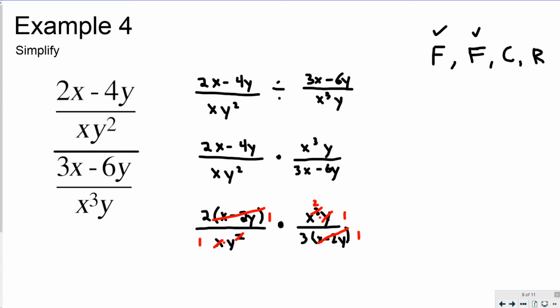So now what I am going to do is multiply everything straight across, because I have canceled everything that I can. So I am left with 2 times 1 times x squared on the top, so it would be 2x squared on the top. And on the bottom, I have 1 times y times 3, or 3y. So there's nothing else that we can reduce, and that is our reduced rational expression.